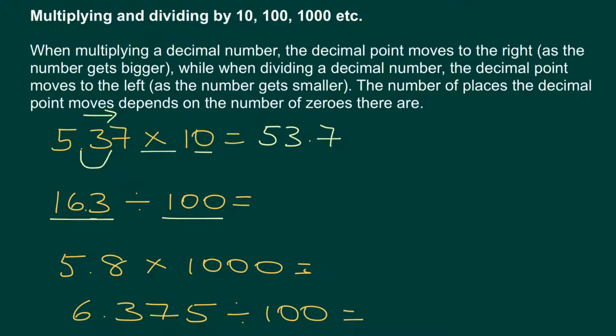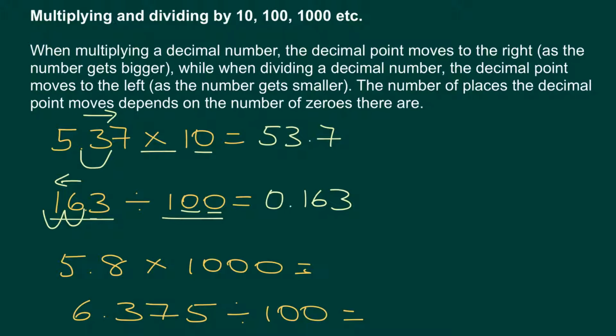In the second example, we have 16.3 divided by 100. So remember, when dividing a decimal number, the decimal point moves to the left. The number of places the decimal point moves depends on the number of zeros there are. In this case, there are 2 zeros. So the decimal point will move 2 spots. So we have 0.163. Now, since there's nothing before the point here, we simply add a 0. Remember, we always fill any gaps in a decimal number with zeros.